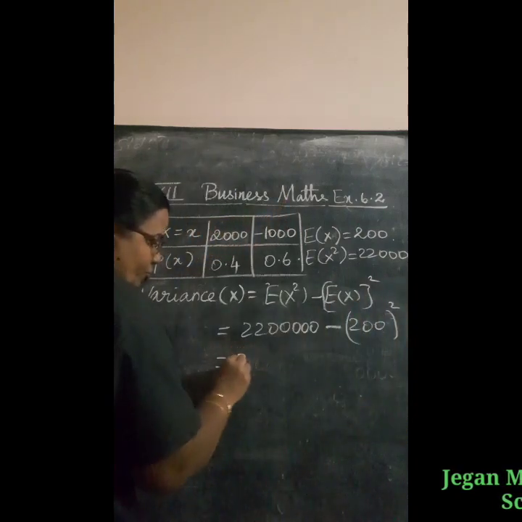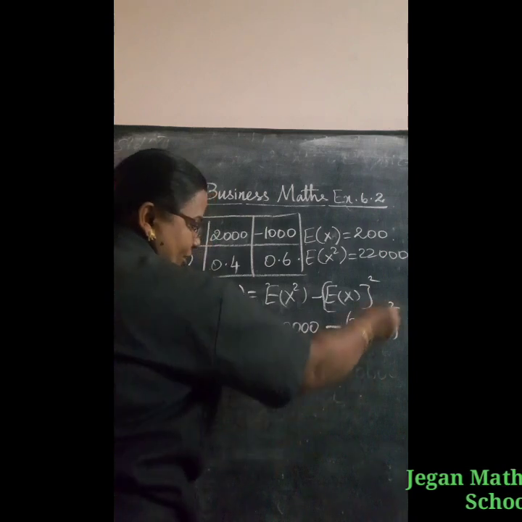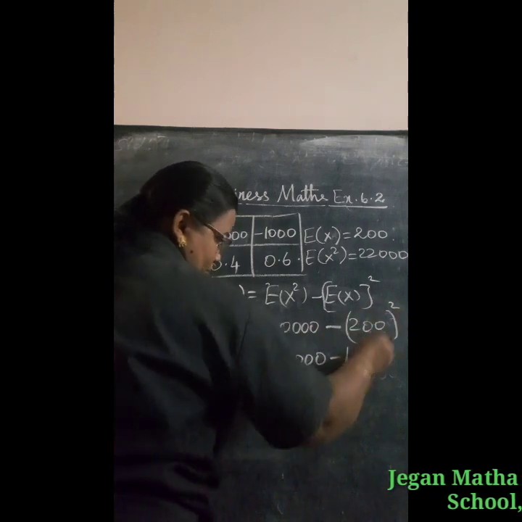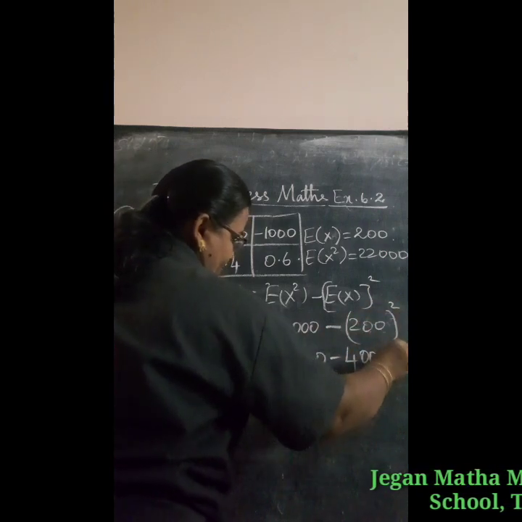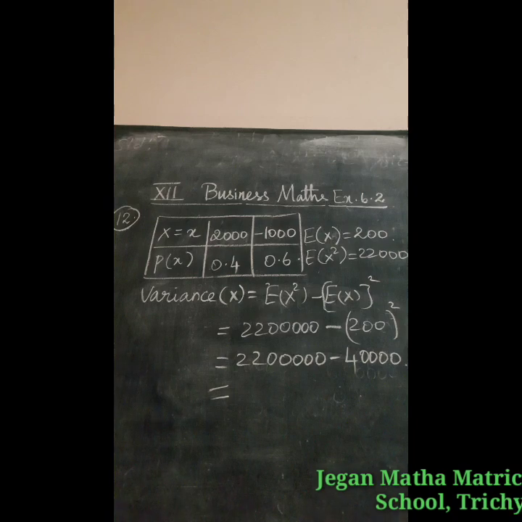So that is equal to 2250 minus 200 into 200, 2 2s are 4, and you have to add zeros. If we subtract this one, we will get 21640.